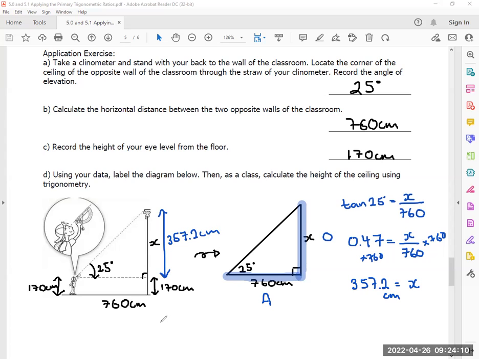So together, therefore, height of ceiling is, add that together, what would that be? 527.27 meters. Okay, maybe I got prematurely excited.